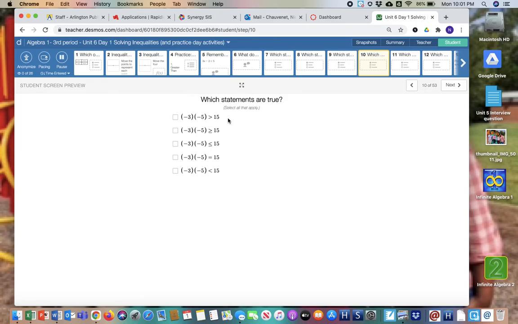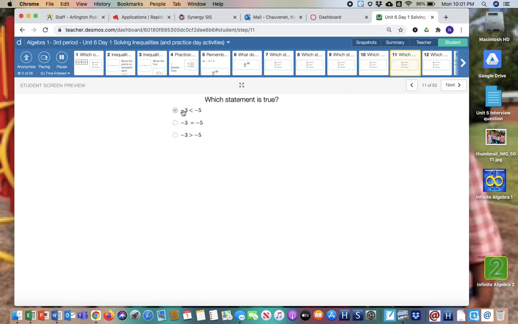All right, which statements are true here? So again, negative 3 times negative 5 is 15. So 15 is greater than 15? No. Again, multiply here, you get 15. 15 is greater than or equal to 15. Now that's true because it has the or equal sign. Okay, here it's 15 is less than or equal to 15. That also is true because it has the or equal to sign. This one, of course, is true because they are equal. And this one would not be true because 15 is not less than 15.